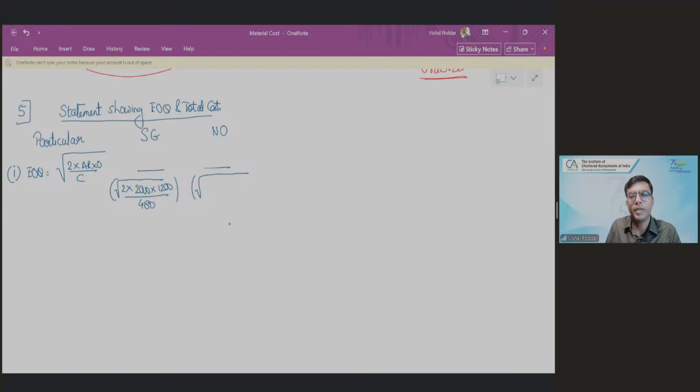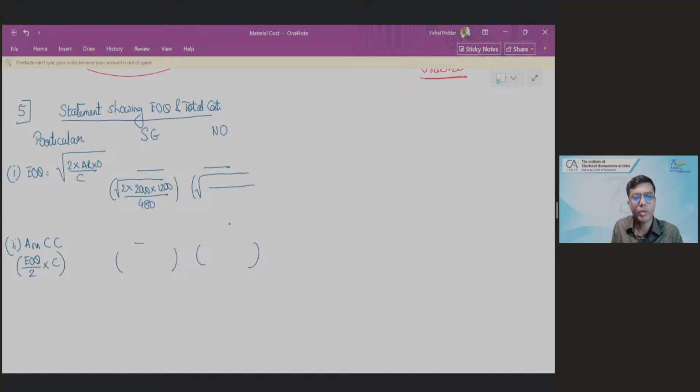Then comes the next question. They have asked you to find out your annual carrying cost, annual ordering cost. Again, mention the formula. It is EOQ upon 2 into C. Again, in the bracket here, show the workings. And here you'll write the answer.